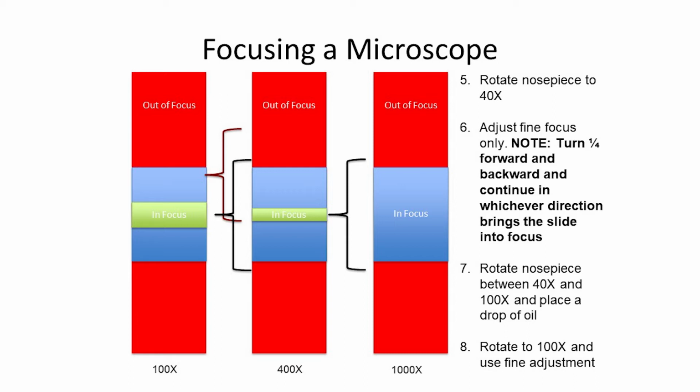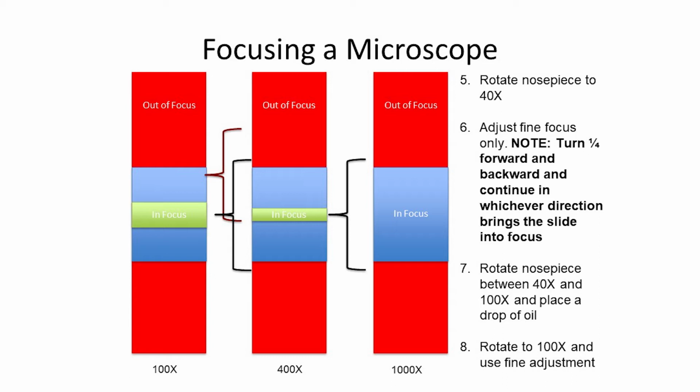The way you adjust it, you click the 40x nose piece into place. You're going to use the fine adjustment knob only. Do a quarter turn forward, quarter turn backwards. Whichever way is better, keep going in that direction. If neither way is better, you can go up to a full half turn or up to a full turn. But once you get to that full turn, you maybe want to start back on the 10x to get it into sharp focus. Then after you do the 40x, you're going to go to the 100x lens.